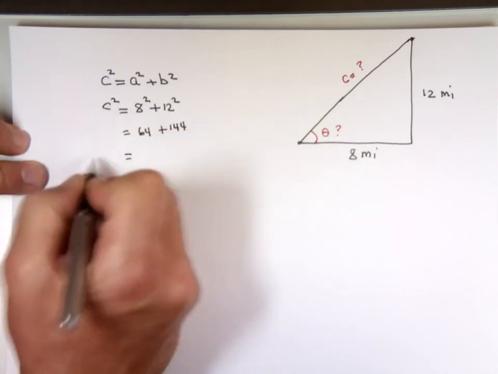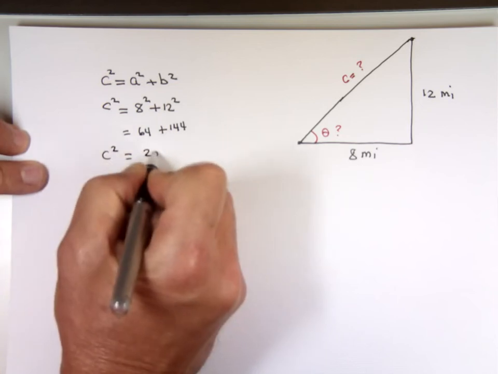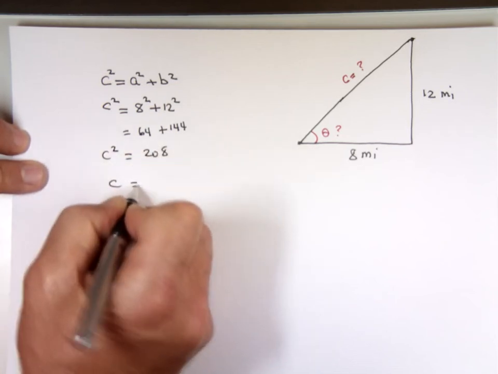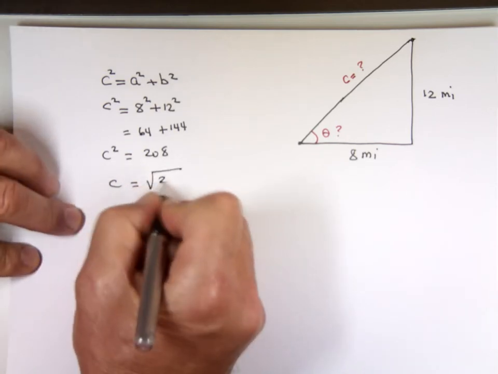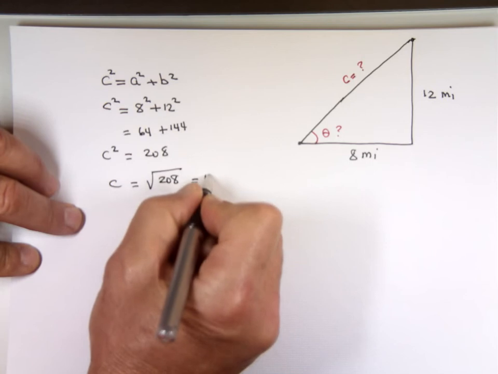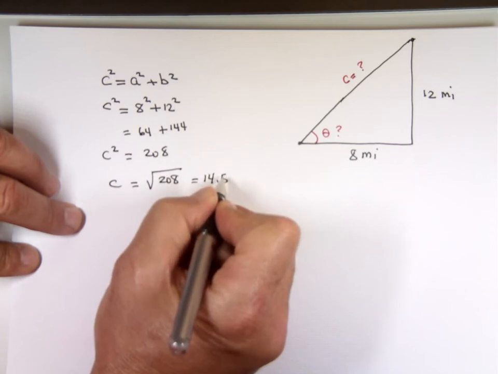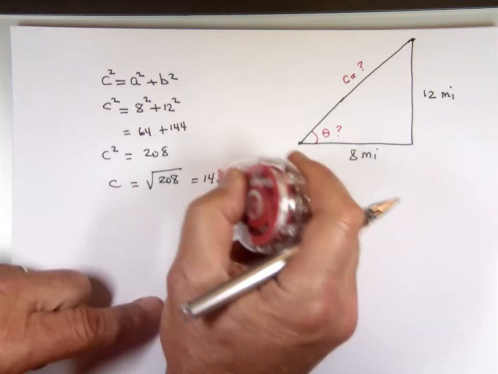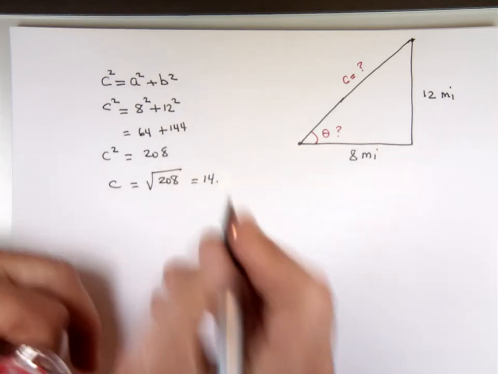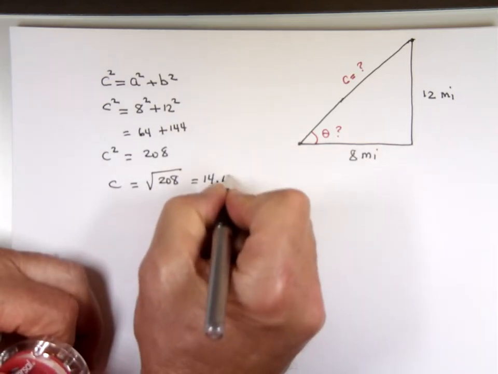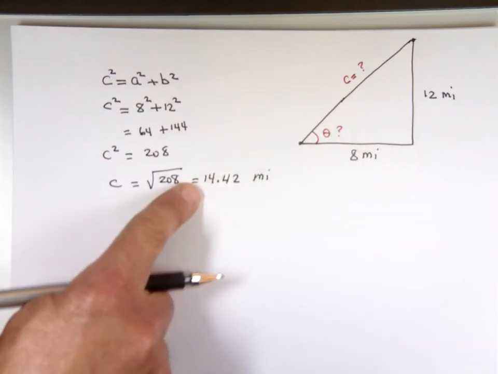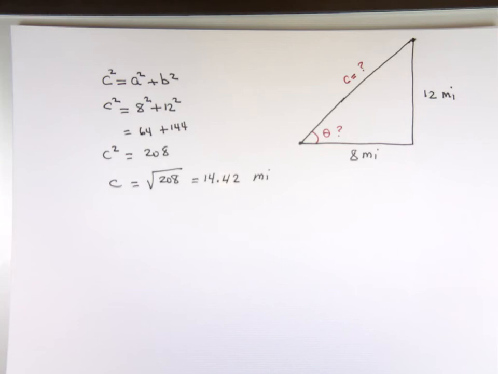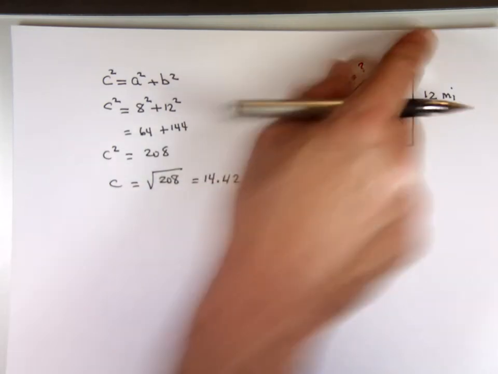Let's add them. 208. And what is C equal to? The square root of 208. 14.42. I'm not paying attention to significant digits because I want to rescue these people. I want the pilot to go 14 miles and find out there's nobody there. Another 0.4 miles farther. So 14.4 miles is what you're going to travel.